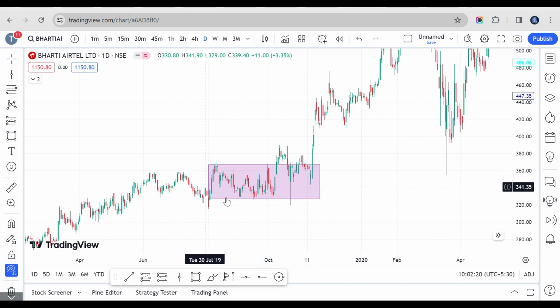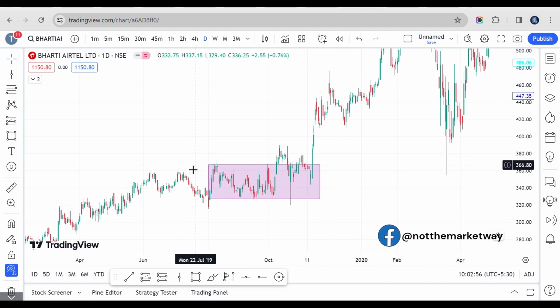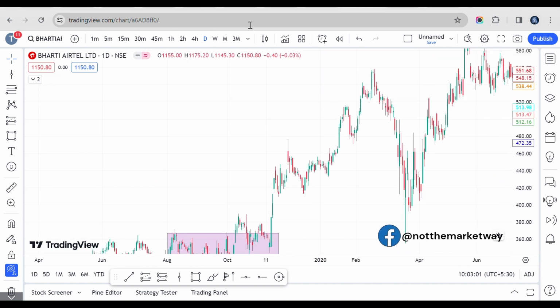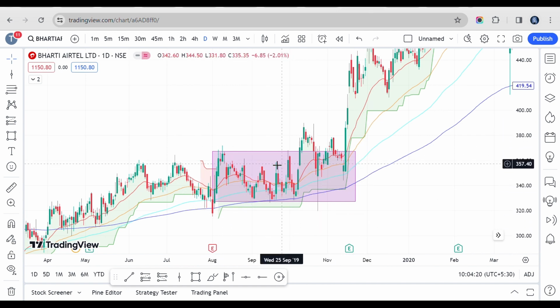In technical terms, it is called a consolidation zone. What happens in this zone is the stock spends a good amount of time here to give another leg of rally. Simply put, if you want to find a base, you need to find a group of candlestick formations like this.